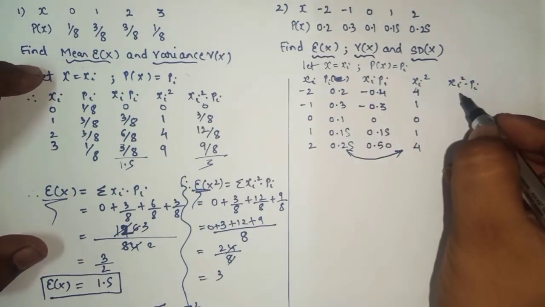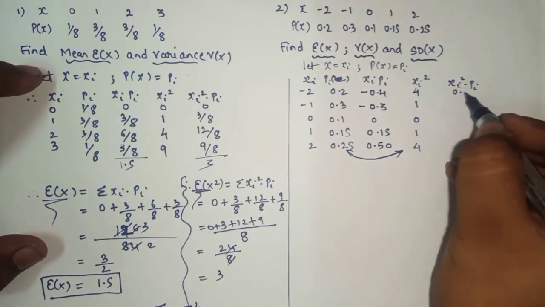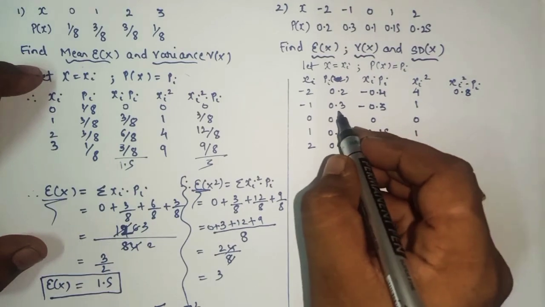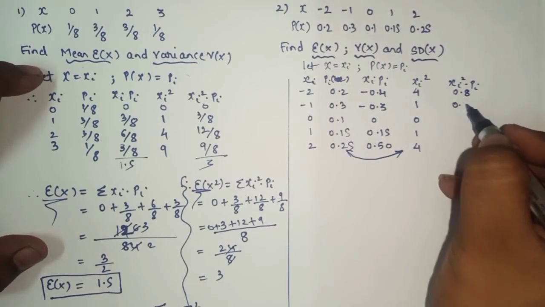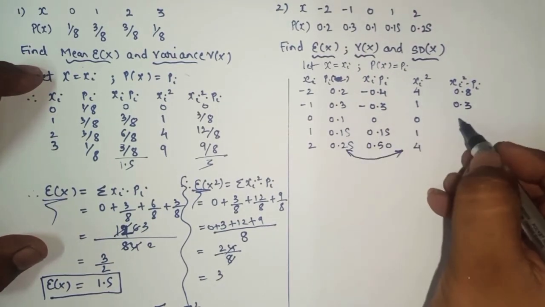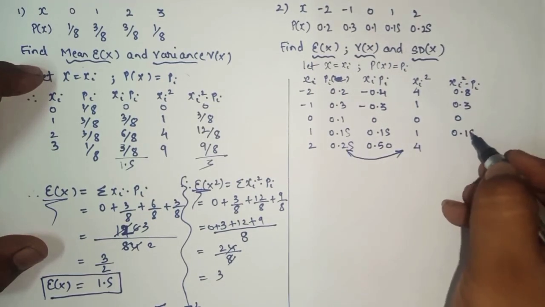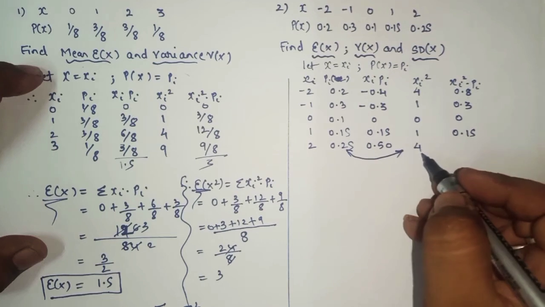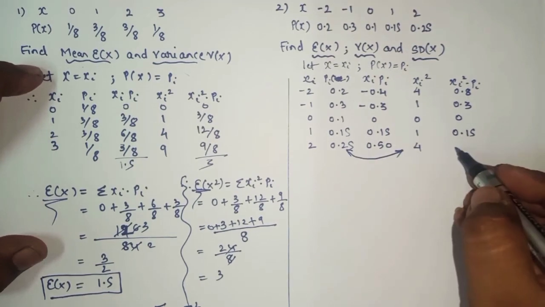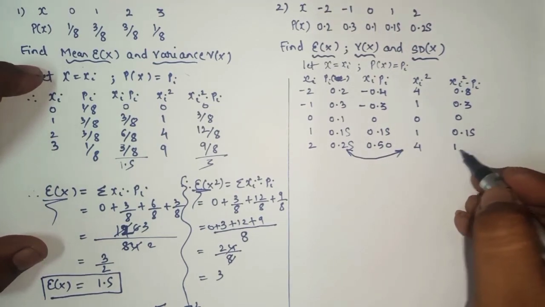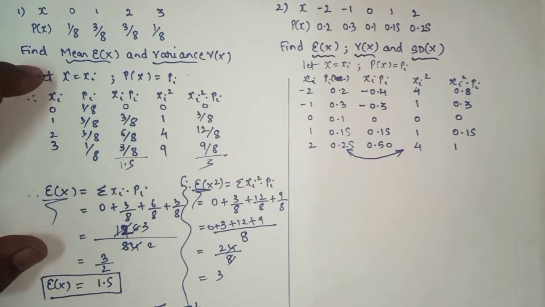0.2 into 4 will give 0.8. 0.3 into 1 is 0.3. 0.1 into 0 is 0. This will give 0.15, and 0.25 into 4 will be 1.00. So we'll write 1 only. Okay.